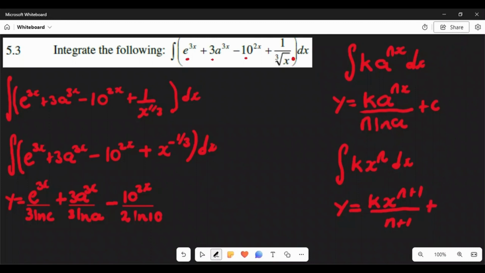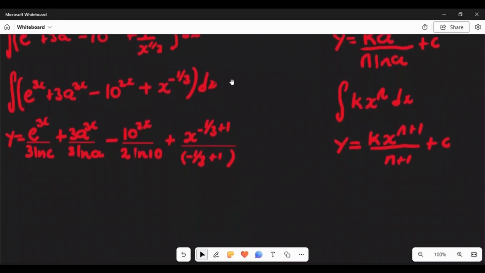So let's not forget this is plus c. So let's do this. So we can say plus here, right, and then we say x to the power of, remember, n plus 1. So it's going to be negative 1 over 3 plus 1 divided by the very same thing that we have here, which is going to be negative 1 over 3 plus 1. Alright, so from here we are simplifying further. So let me create space here so that you are able to solve this problem.